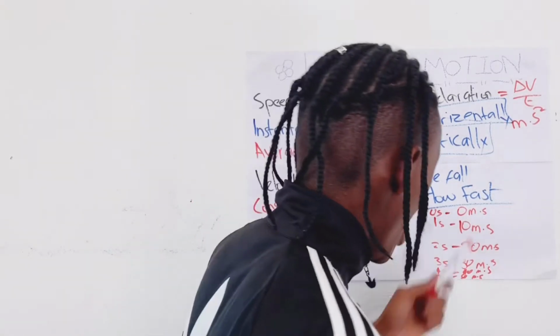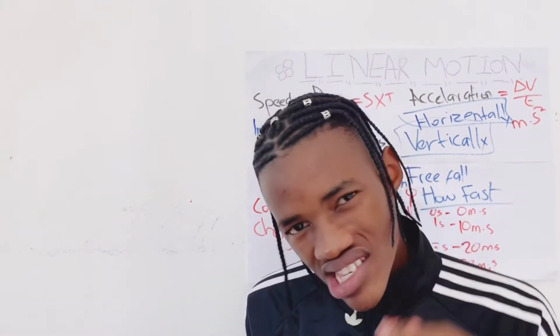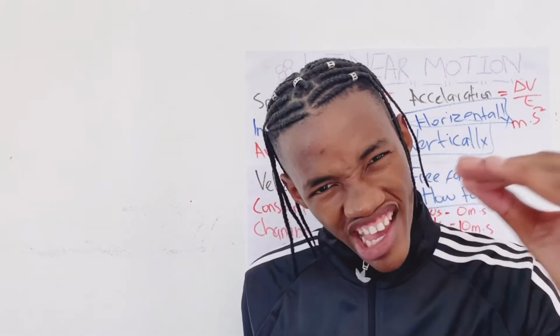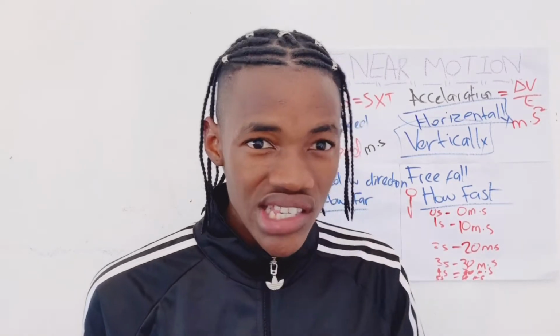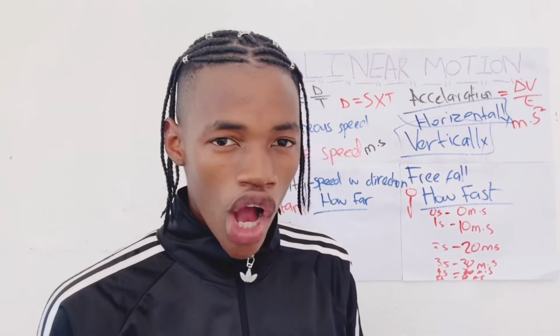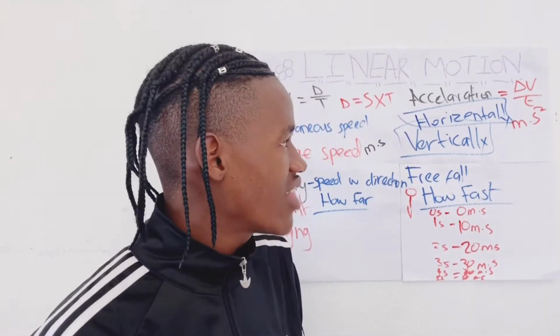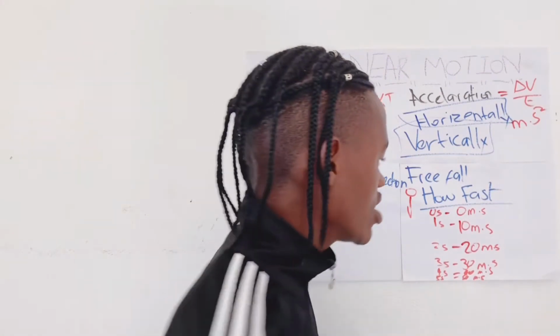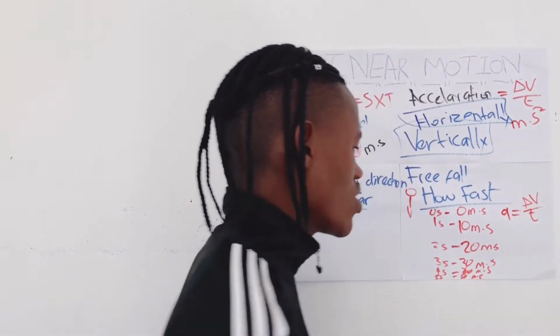So what this tells us is that a free-falling object gains a speed of 10 meters per second for each second of fall, right? So now this introduces the thing of acceleration. Now we want to find acceleration. Remember that acceleration is the rate, so acceleration is change in v over time. So now we want to find the acceleration of these things.